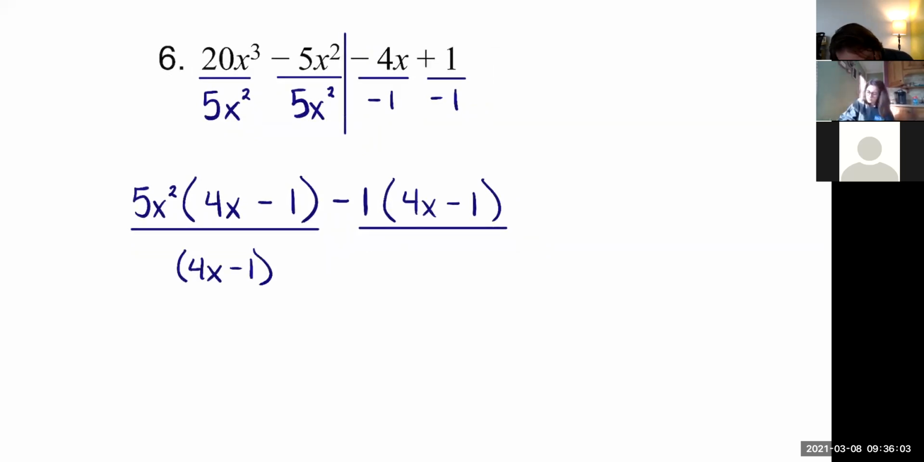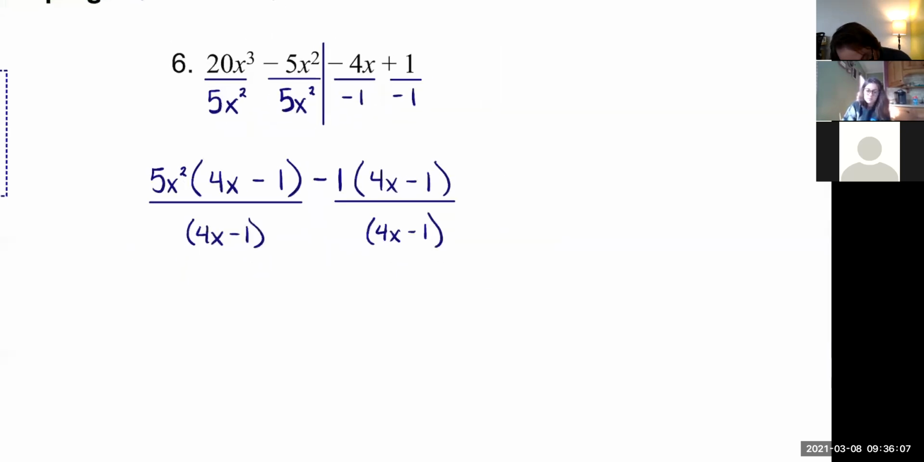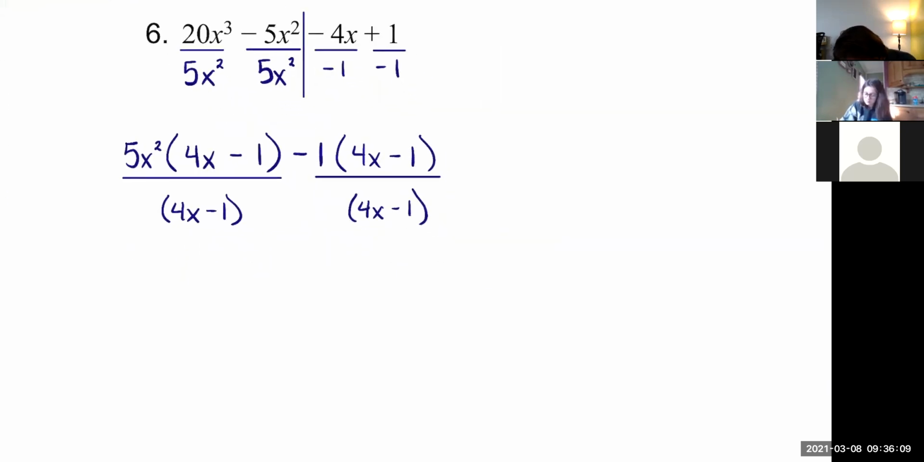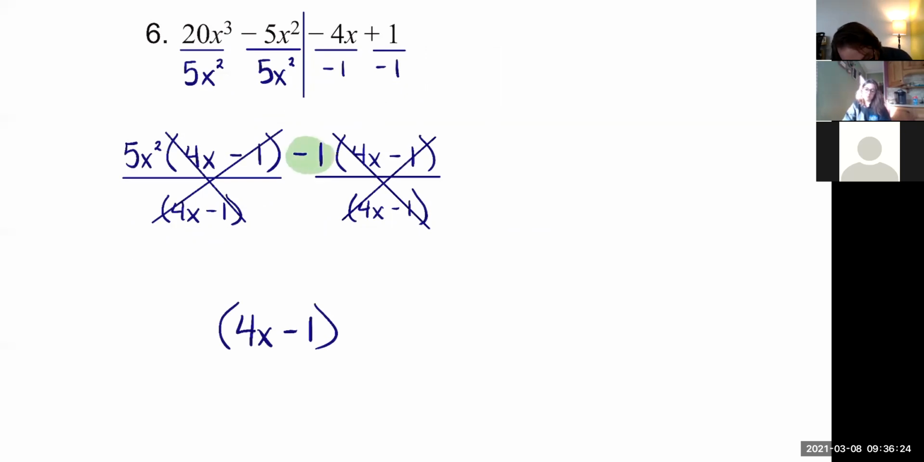Just don't get lazy on me. 4x minus 1 is being divided from the two halves. That is our big greatest common factor there. Set it aside before you divide. But in this case, dividing a binomial by itself just eliminates them. And what you get in your second set of parentheses is what's left over. So in this case, my second set of parentheses is 5x squared minus 1.